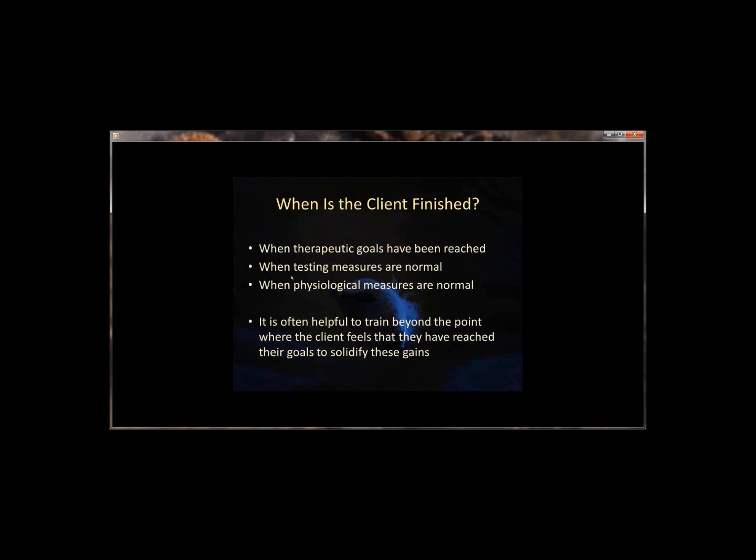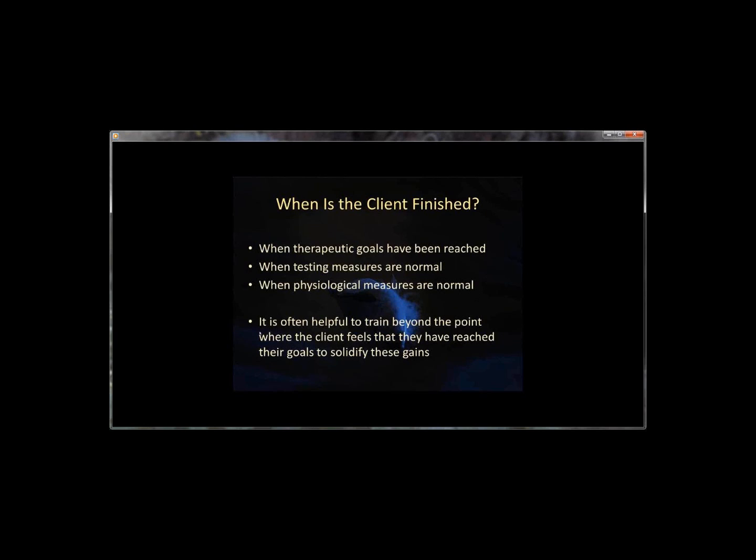If you're doing continuous performance testing or any other objective testing, then when these measures are normal, that again suggests that the training has completed its desired goals. And when the physiological measures, if you repeat your assessment test like the clinical Q or a quantitative EEG, are normal, then you assume that the client has returned to a more normal state.